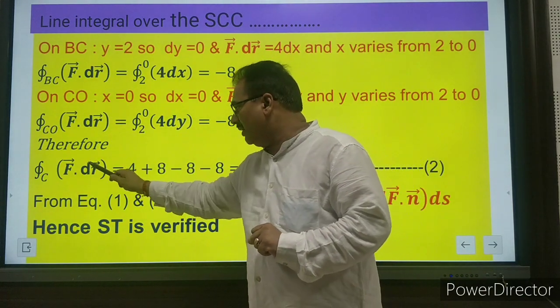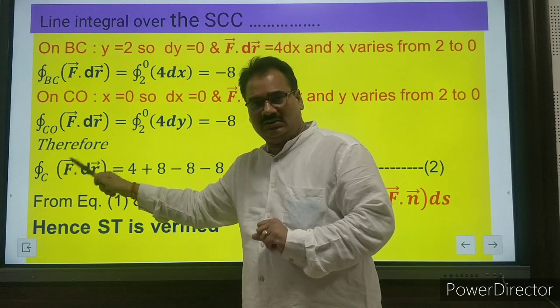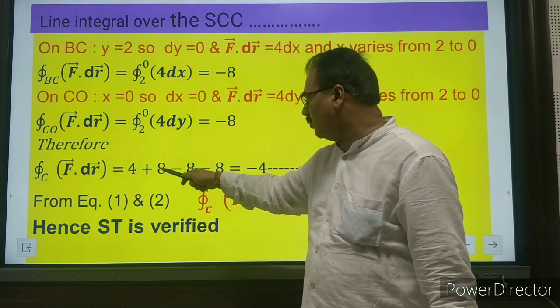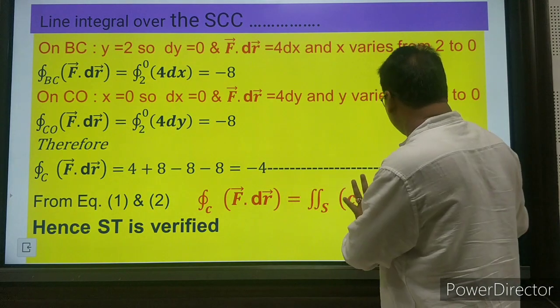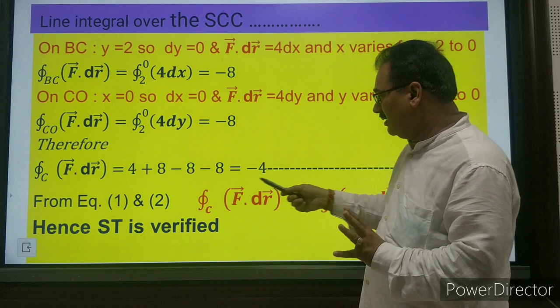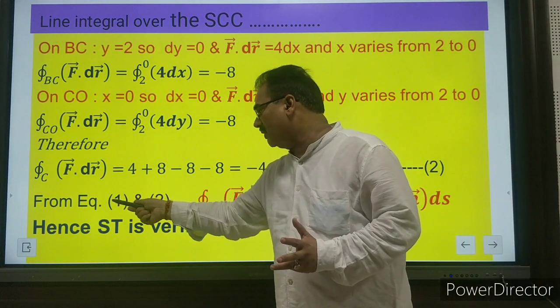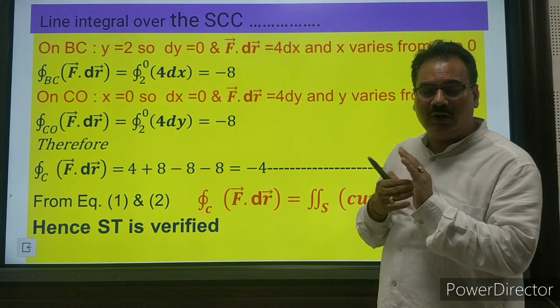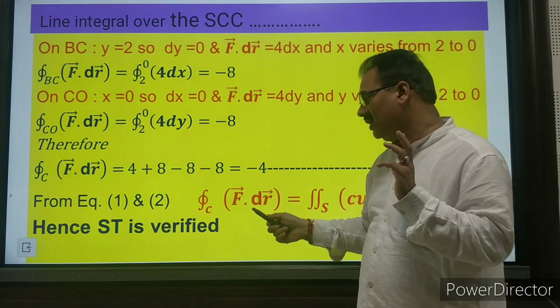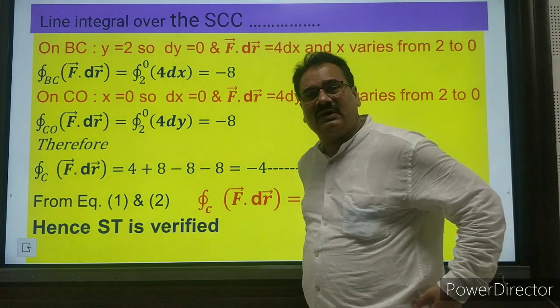Therefore, just combine all these line integrals. The value of the line integral will be 4 plus 8 minus 8 minus 8, which is minus 4. Now you can keep this as equation number 2. Then it is easy to see from equations 1 and 2 that both integrals are the same. The value is minus 4. It means, hence, Stokes theorem is verified. So this is the easiest.